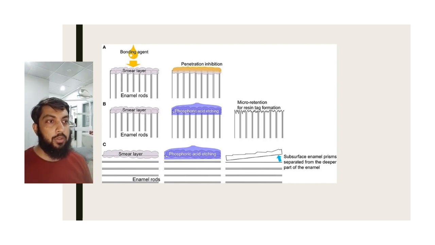In C, we are going to show you that if we are preparing enamel with etchant not along the enamel rods, but rather parallel to the enamel rods, it will not cause any bonding because micro tags will not be formed, and they will not be deep enough for appropriate bond strength to develop.